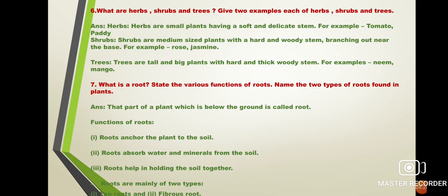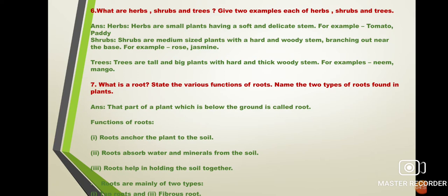Next, what are herbs, shrubs and trees? Give 2 examples each. Herbs are small sized plants having soft and delicate stems. Examples: tomato, paddy, tulsi, coriander. Shrubs, as I already said, are medium sized plants. They have hard and woody stems and branch out near the base. Examples: rose, jasmine, tea, lemon.